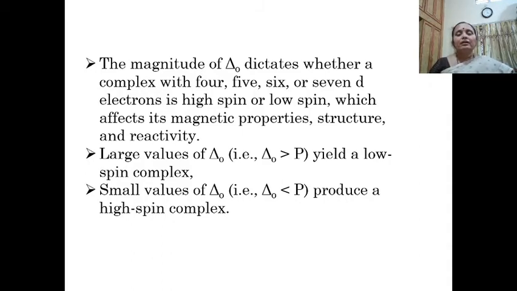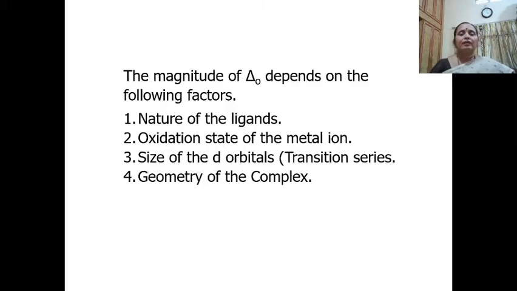If the splitting is larger than the pairing energy, it is going to yield a low spin complex. Whereas if the splitting is less than the pairing energy, where P stands for pairing energy, it is going to produce a high spin complex.